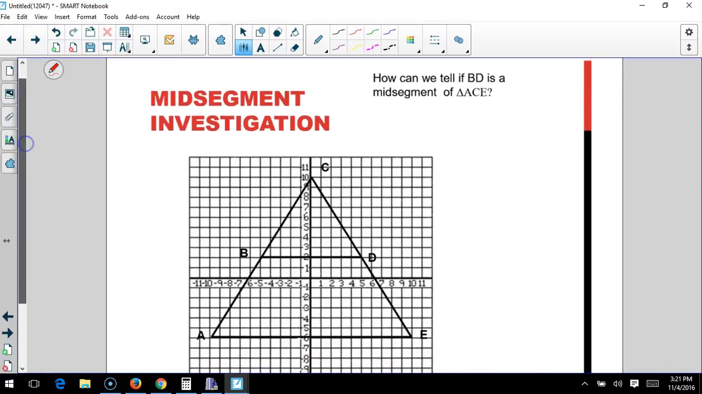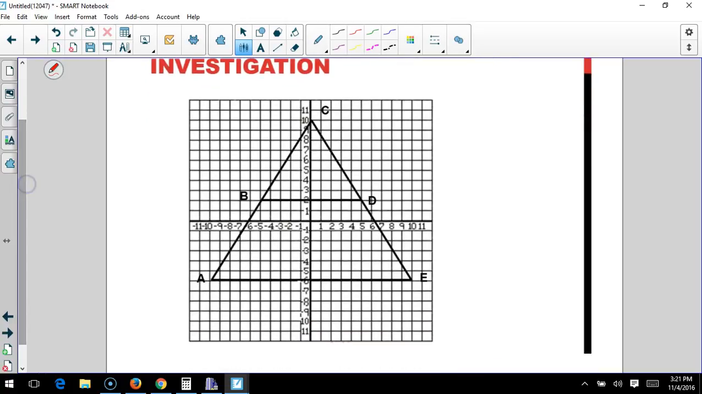How can we tell BD is a midsegment of ACE? Well, B and D must be midpoints. So let's find our original spots. Just list them, A, C, and E.